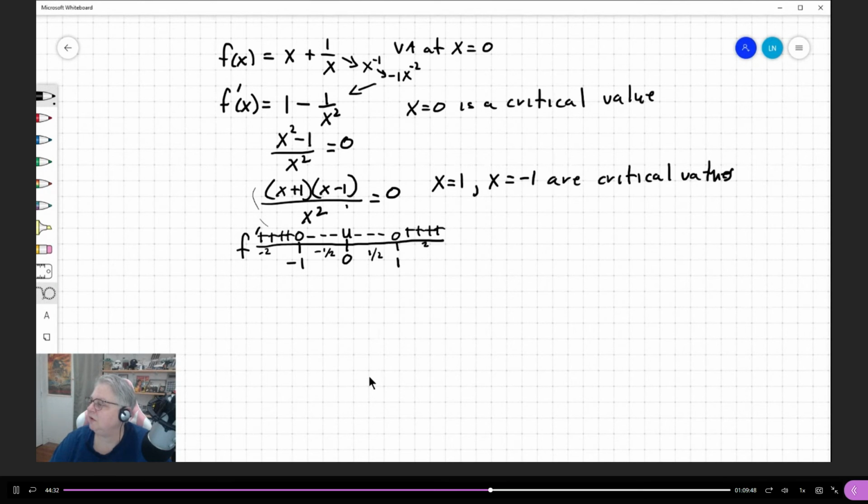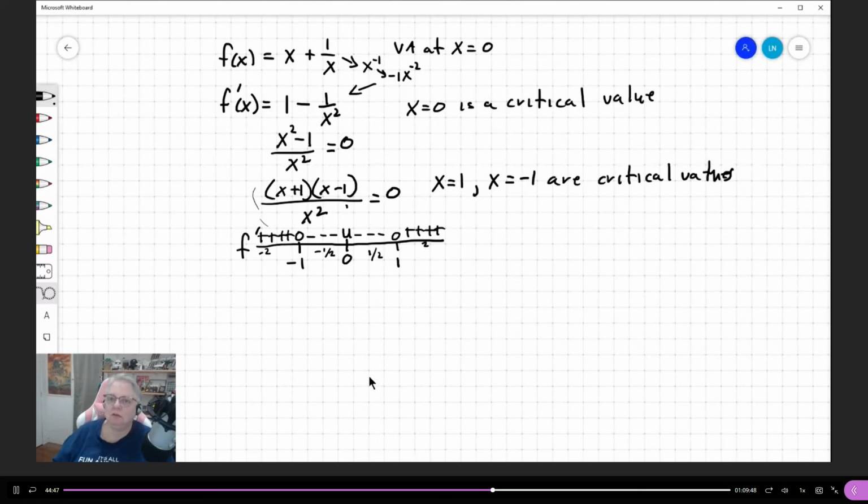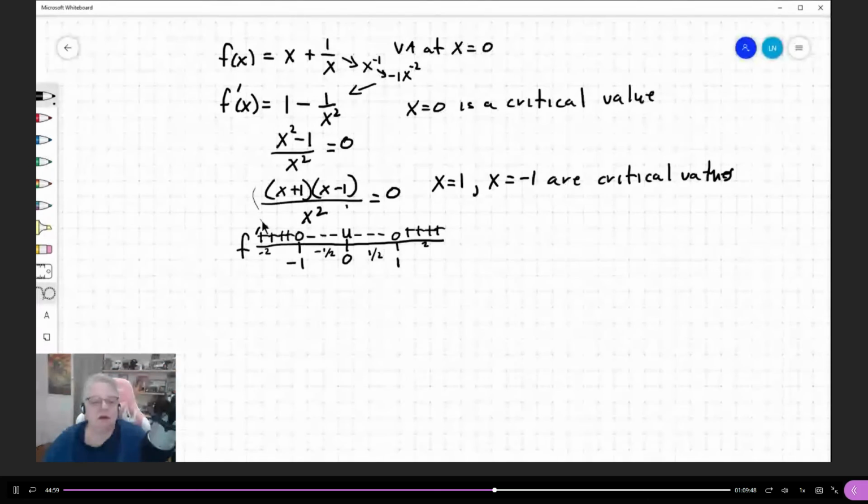So here we have a situation where we have a critical value at 0, but notice that the function doesn't change sign there. So not every critical value is going to be a point where the function changes sign. That just means it doesn't change from increasing to decreasing there. It just stays decreasing.